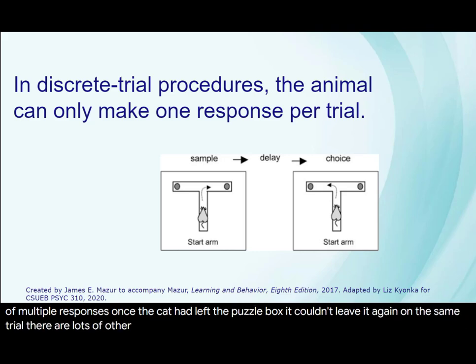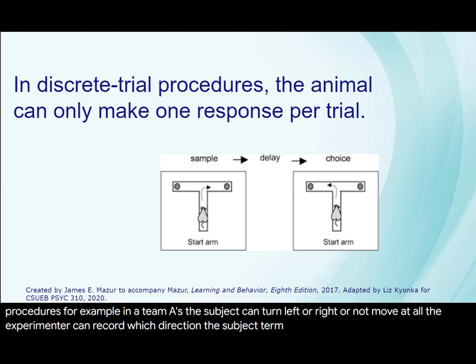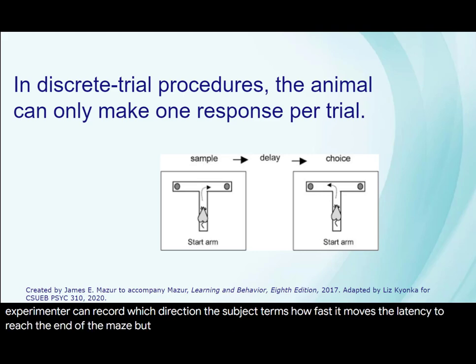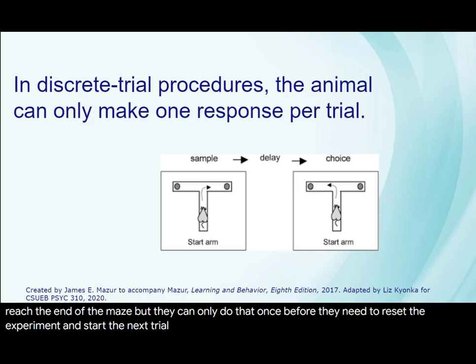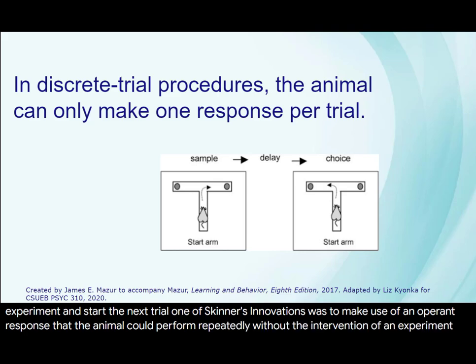There are lots of other experimental apparatuses that can only be used for discrete trial procedures. For example, in a T-maze, the subject can turn left or right, or not move at all. The experimenter can record which direction the subject turns, how fast it moves, the latency to reach the end of the maze, but they can only do that once before they need to reset the experiment and start the next trial. One of Skinner's innovations was to make use of an operant response that the animal could perform repeatedly without the intervention of an experimenter.